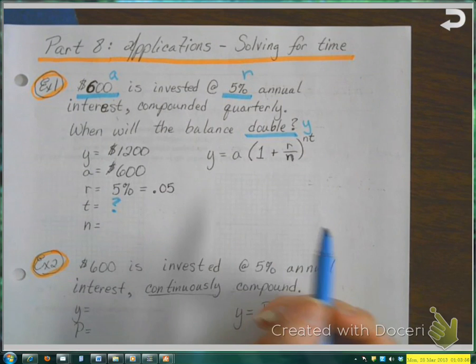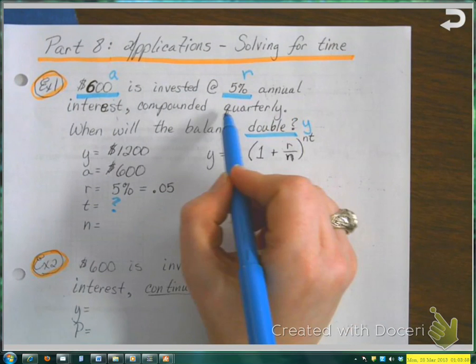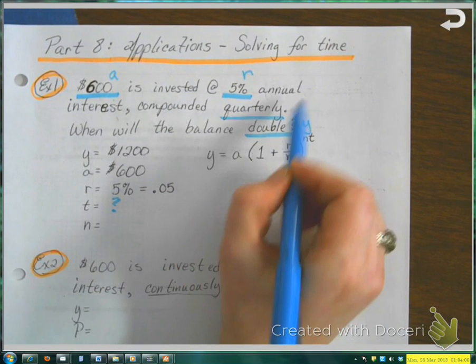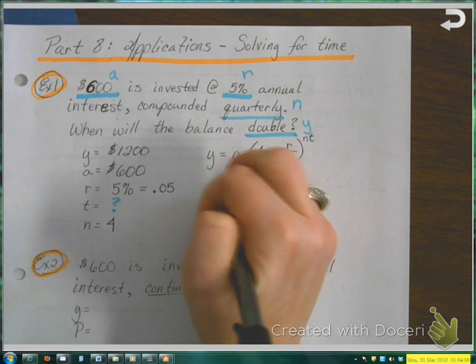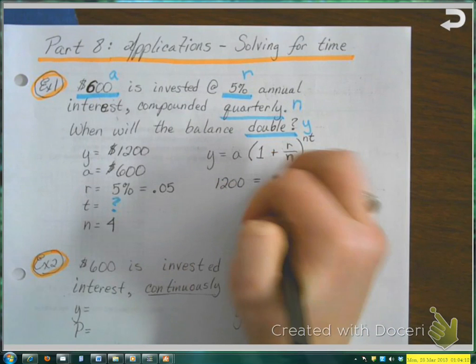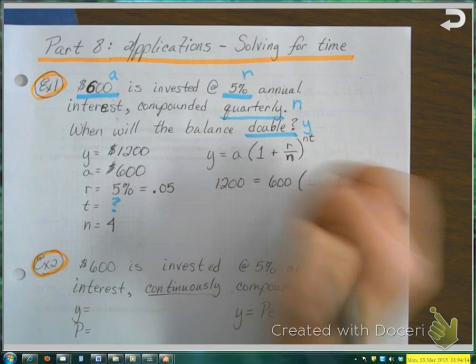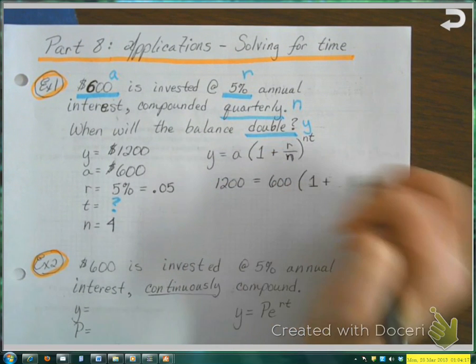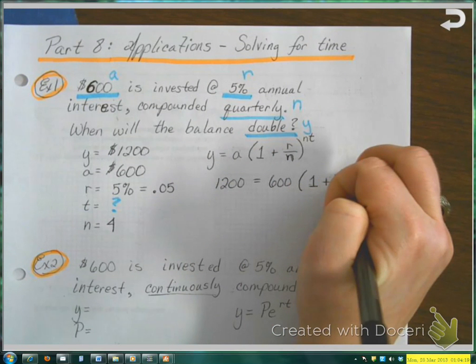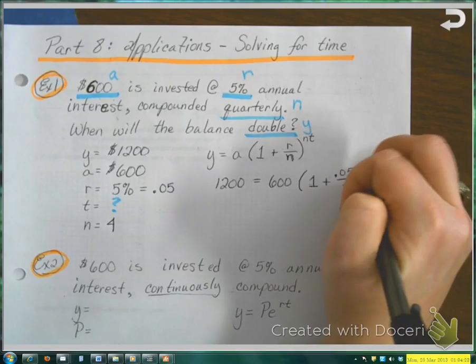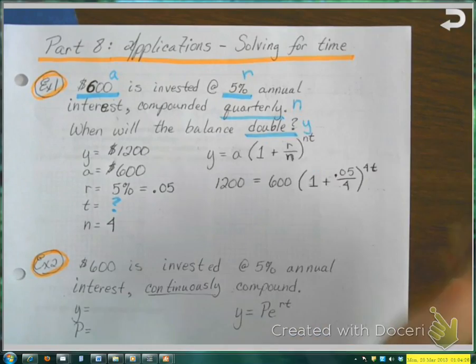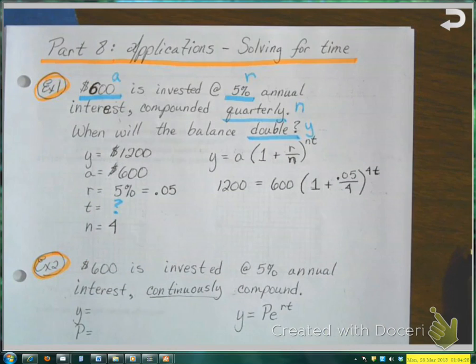And then N. What magic word tells me N? Quarterly. How often in a year is quarterly? 4. 4 times a year. Okay, so we're going to plug everything into our equation. I have my Y, 1,200 equals A, 600, times 1 plus R, 0.05, divided by N, which is 4. And that's all raised to 4 times T. So remember, we're looking for T.